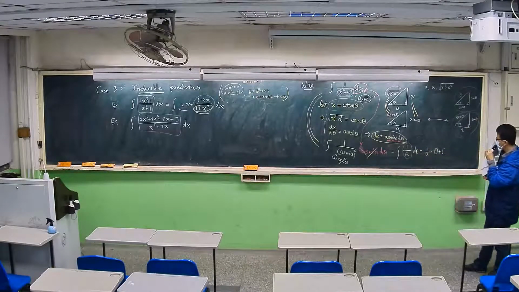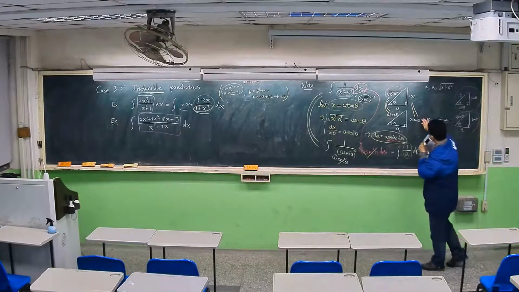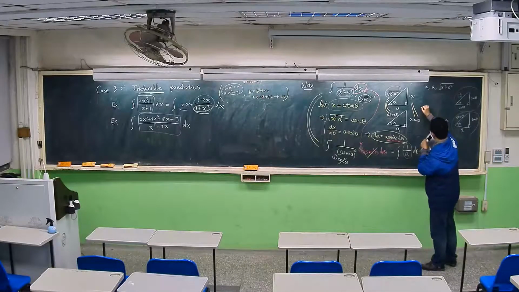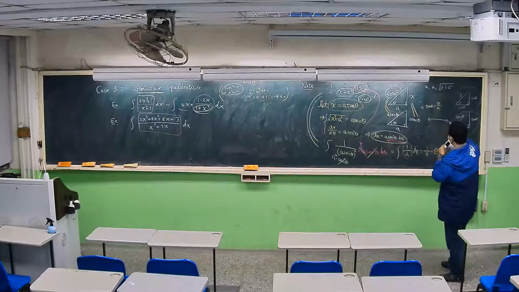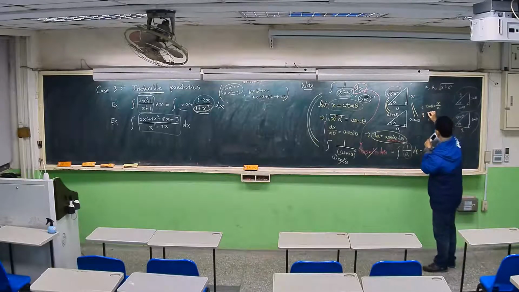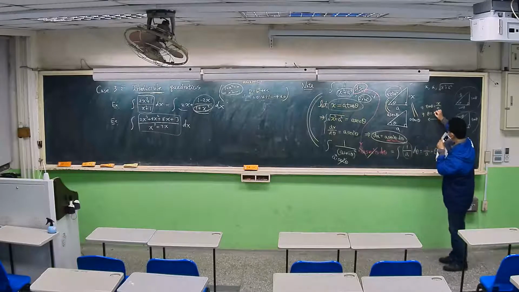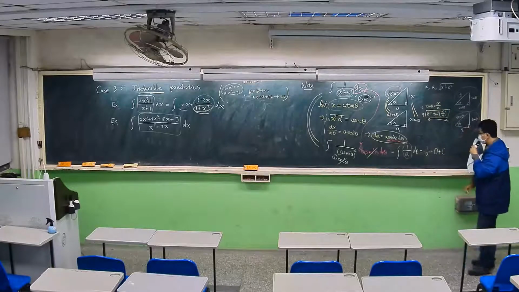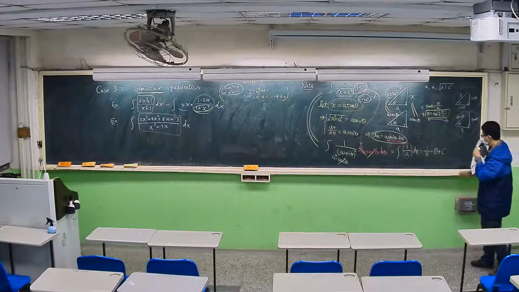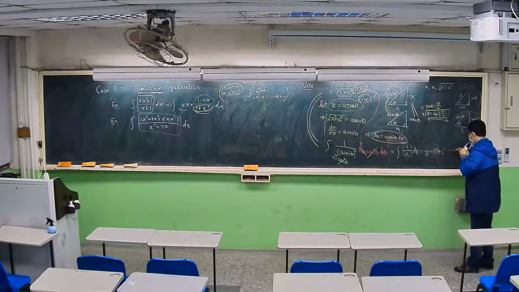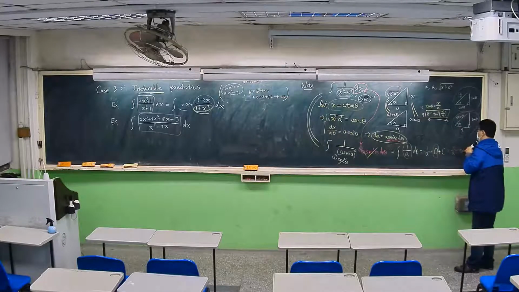But here x equals a tangent theta, so we could rewrite it: tangent theta equals x over a. In other words, theta equals arctangent of x over a. We should express theta in terms of x. So finally it's 1 over a times arctangent of x over a plus a constant c.